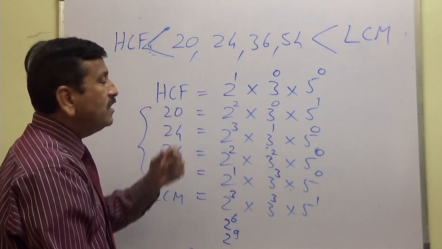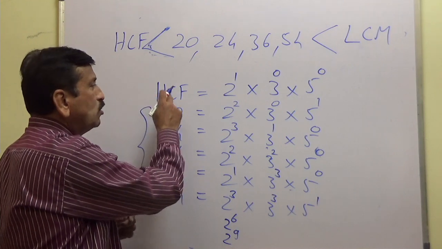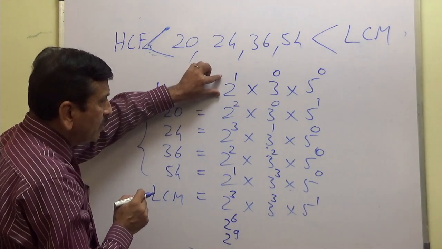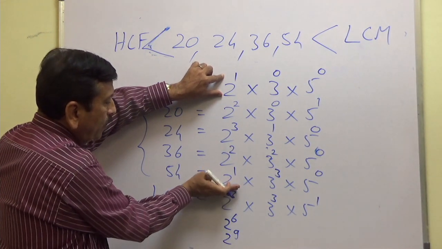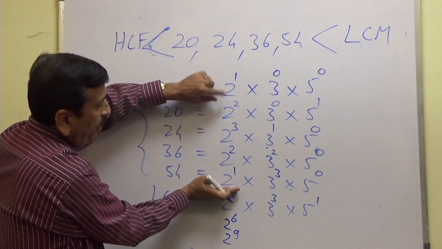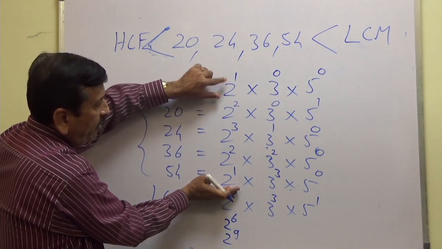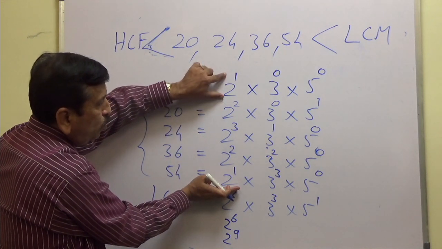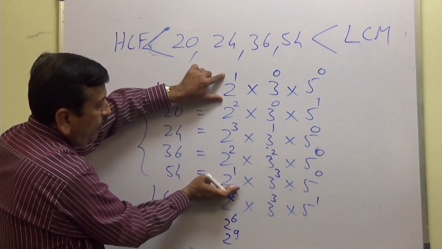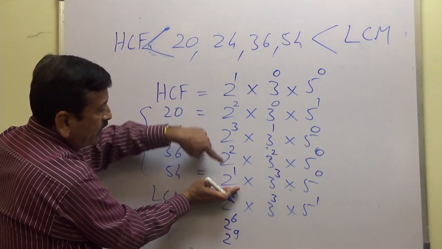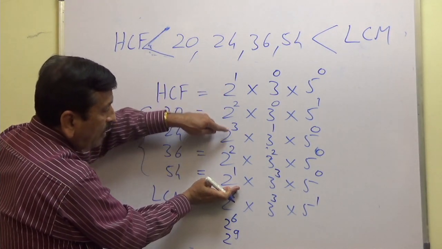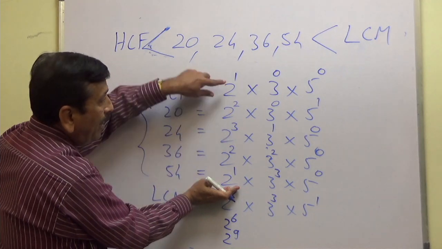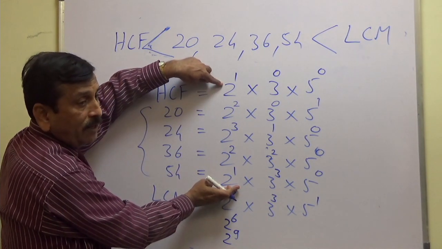Now look at HCF. HCF is highest common factor. Means what? This is a factor. This factor divides all this thing. Look here. 2 to the power 1 divides this. So 2 to the power 1 is a factor of this. 2 to the power 1 is a factor of this. 2 to the power 1 is a factor of this. 2 to the power 1 is a factor of this. So 2 to the power 1 is a common factor of all of them. And it is the highest common factor.